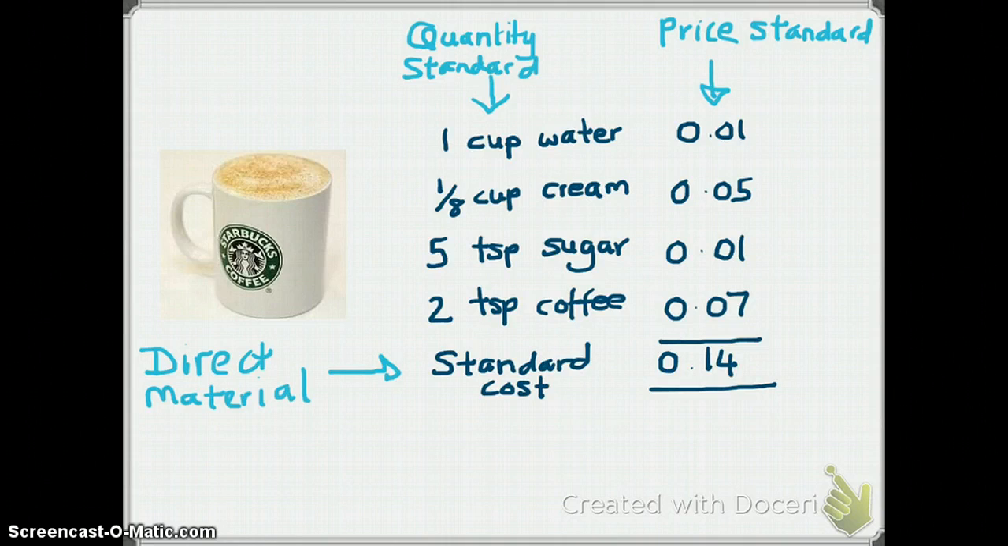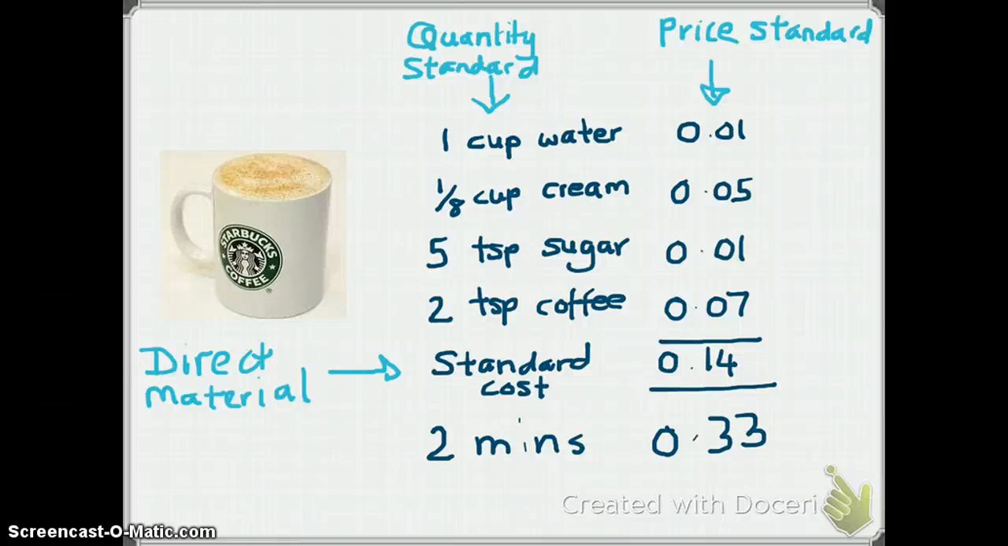So next, we're going to calculate direct labor. Let's assume that it takes somebody 2 minutes to make this cup of coffee. They mix all the ingredients, pour the water, and stir it until that froth forms on the top. And this person who makes the coffee is paid $10 an hour, so we need to calculate how much 2 minutes of their time is worth. It would be $10 divided by 60 minutes multiplied by 2 minutes. That gives you roughly 33 cents.